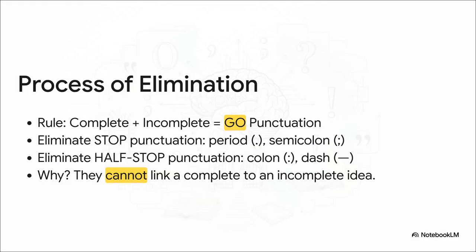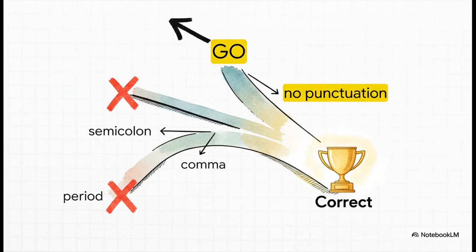And this is where the magic happens. This is the power of elimination. Our rules clearly state that you cannot use stop or half-stop punctuation to connect a complete idea to an incomplete one. So any answer choice with a period, a semicolon, a colon, or a dash is instantly, automatically wrong. We can just cross them out. So what are we left with? Only the go punctuation options. In this specific sentence, the part after the line is essential to the meaning, so we actually don't need a comma. The correct answer is the one with no punctuation at all.